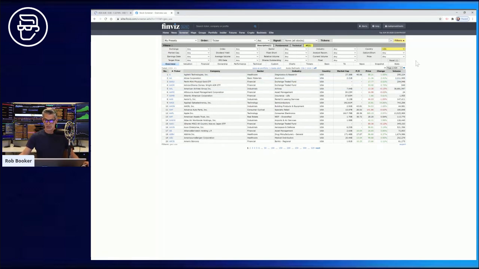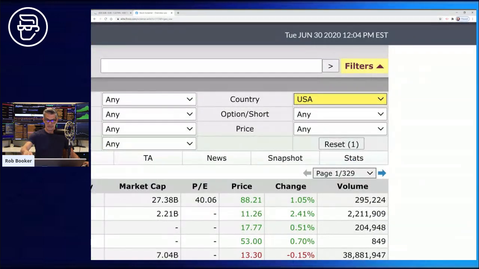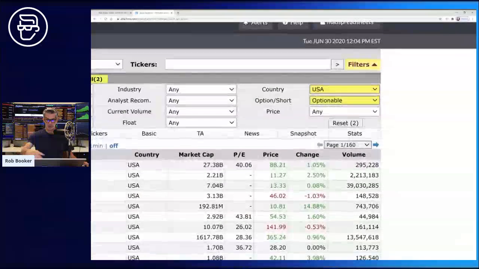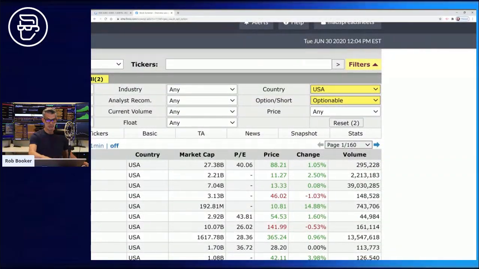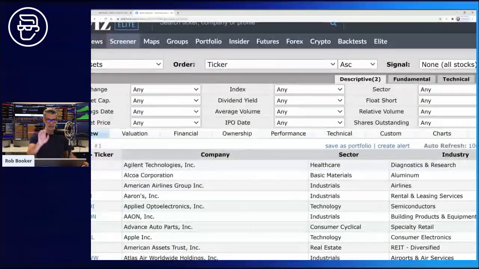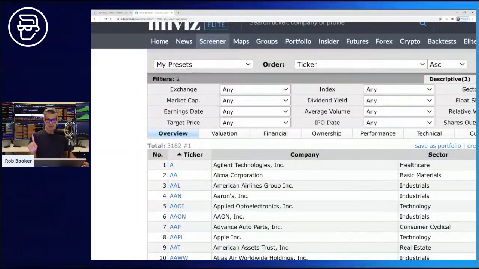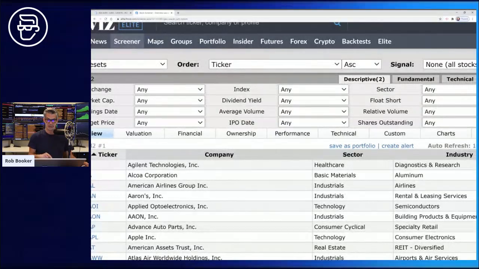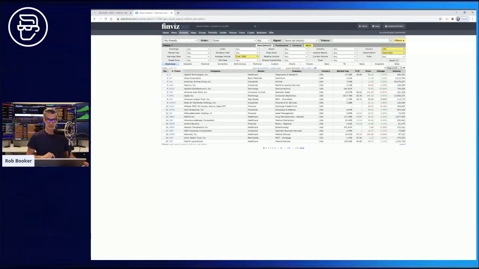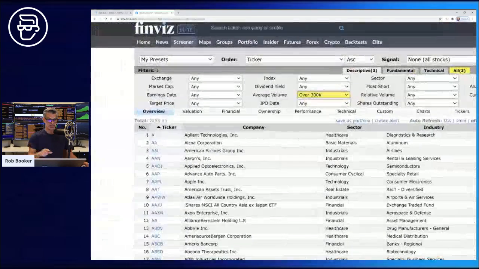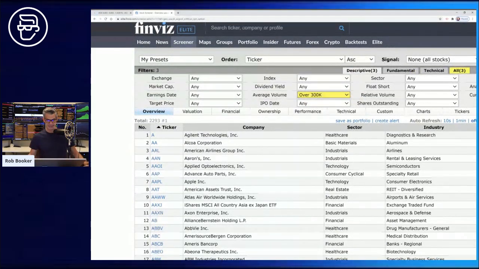Okay, so the first thing I do on the screening tool is I change the country to USA, because that's what I do. I like to also look at optionable stocks. That gives me stocks that I can trade with options instead of having to buy the shares. We'll talk more about that in a minute, but that's something that I like to do. I also like to look for average volume over like 300,000. Now, some people like to look at average volume way over that, like 1 million shares. I don't think that's necessary unless you're running a trading service of some kind, which I don't think you are.